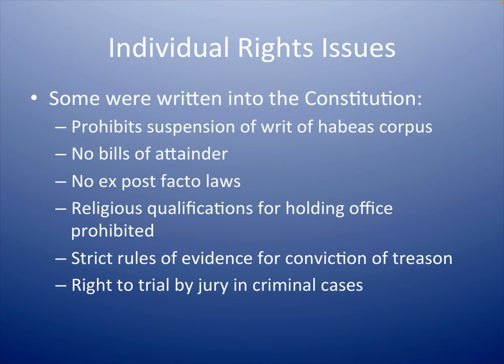No bills of attainder, basically meaning that Congress can't actually try anybody. Congress is not a judicial body, so there are no judges, no juries. So Congress is not responsible for charging crimes.